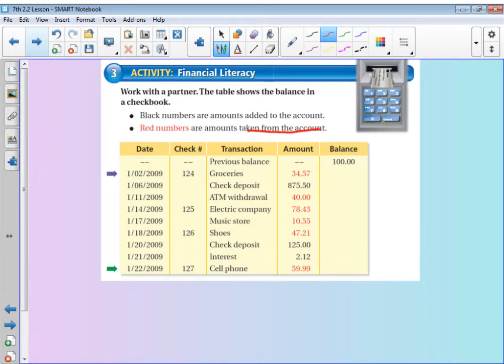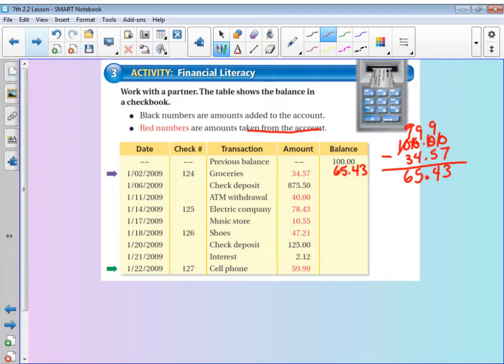So here, if I want to start out, I start out with $100, and I'm going to subtract $34.57 because I wrote a check for groceries for that. Okay, so I'm going to go ahead and subtract like I normally would. So 10 minus 7 is 3, 4, bring my decimal down, 5, 6. So I get $65.43 for my balance here.